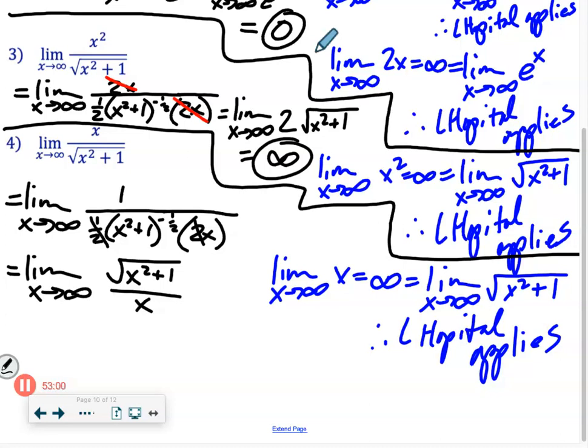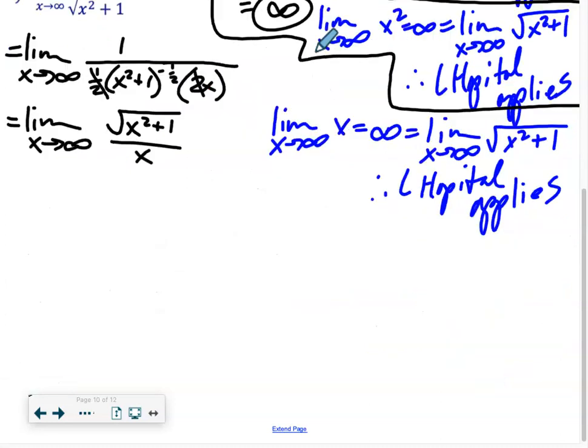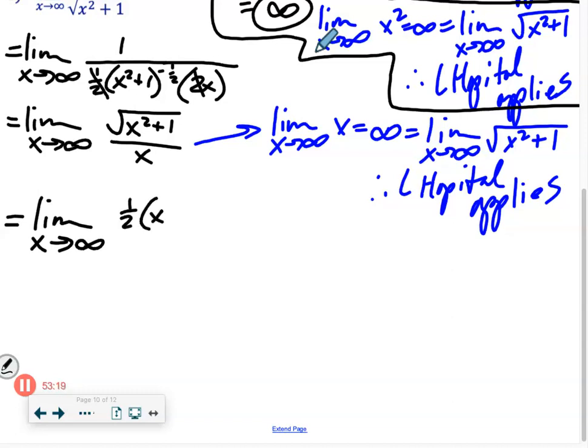Let's try L'Hopitaling again. Let's see what happens. Hey, I don't even have to re-justify because it's the same justification. It's the exact same function, right? All right. Would you like to draw an arrow? So that's what I'm doing. All right. So let's L'Hopital again. 1/2 x squared plus 1 to the negative 1/2 times 2x over 1. Cancel the 2's.